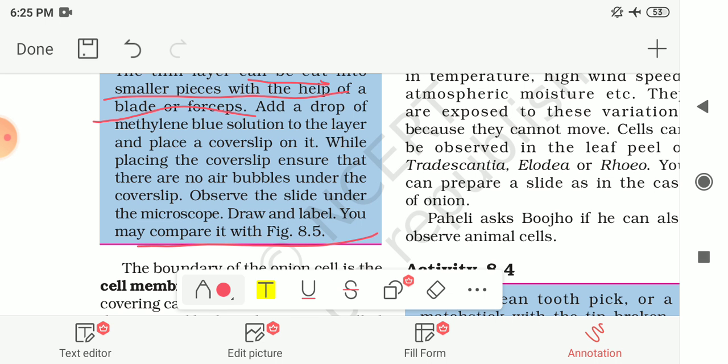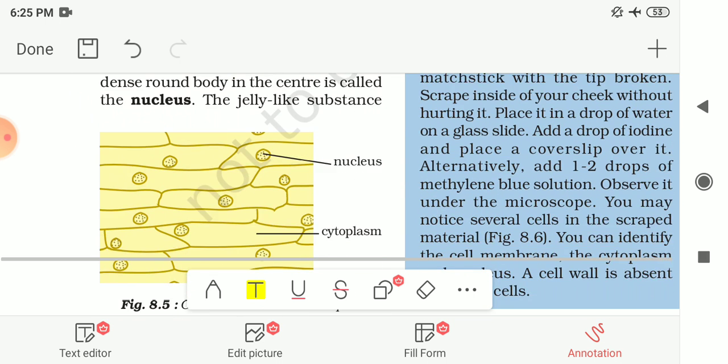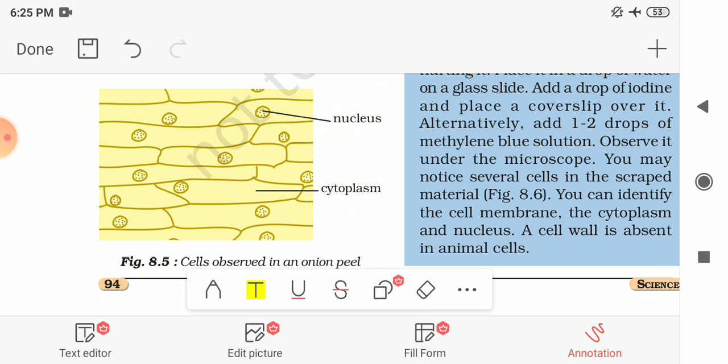So this is the cover slip. You have to cover this with the cover slip, and while placing it you have to ensure that there are no air bubbles under the cover slip. Then observe this slide under the microscope. You will get a diagram like this, in which you will find the nucleus and cytoplasm in the onion peel.